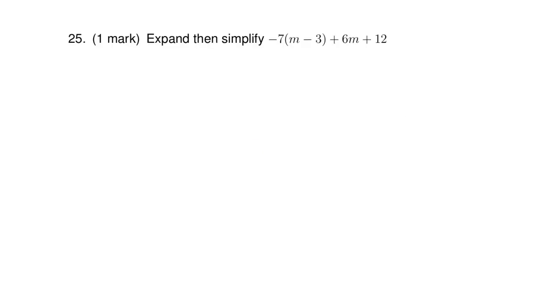All right, this question's got a couple of parts to it. Expand, first of all, and then simplify. So let's go through it. Remember, expanding just means we're going to multiply the value outside the brackets in turn by each of the pieces or each of the terms inside. So that's going to get us something like this.